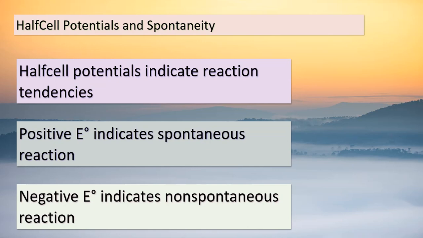By comparing the E degree values of the reduction and oxidation processes, we can make insightful predictions about the spontaneity of the overall redox reaction. Now, let's move forward to explore more intriguing aspects of chemical reactions and energy production.